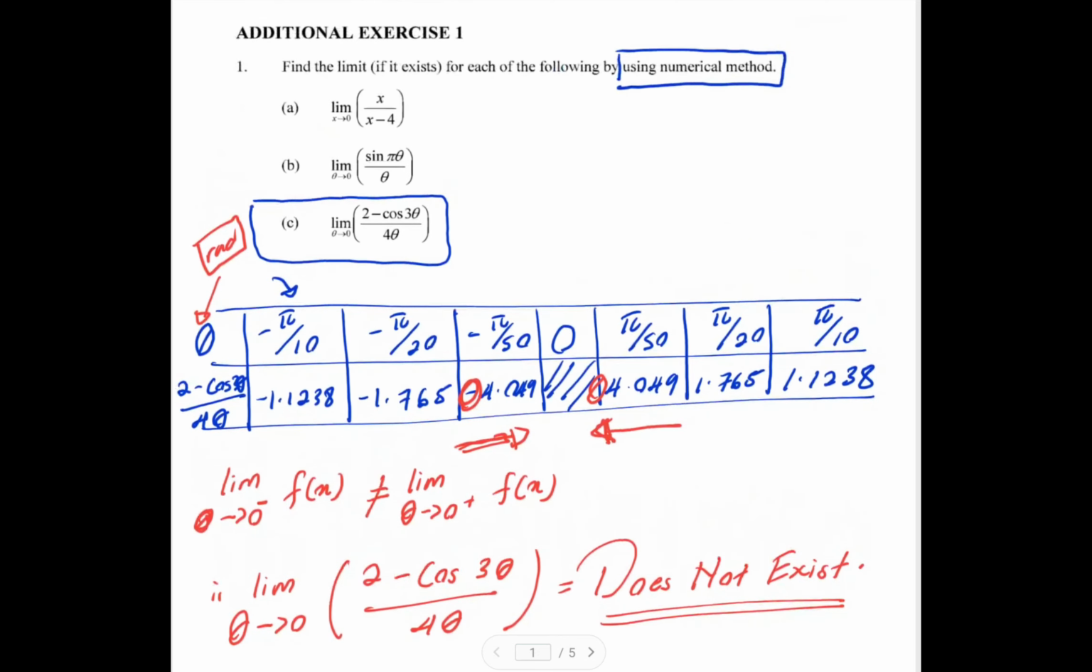If we want to solve the limit using the numerical method, if a question mentions using the numerical method, you need to draw a table and choose at least 3 numbers from the left and 3 numbers from the right. Make sure the numbers you choose are close to the value of x. In this case, the value of x is the value of theta.